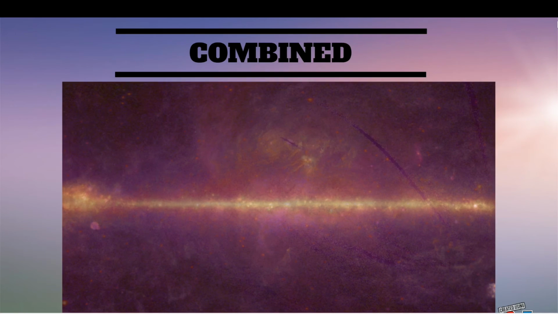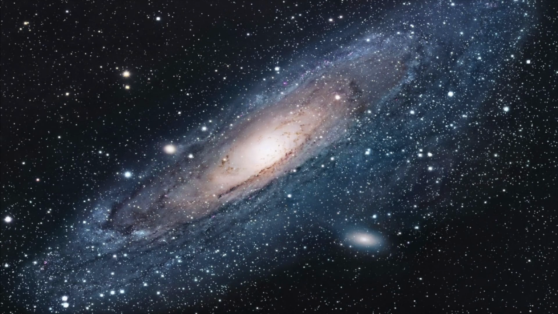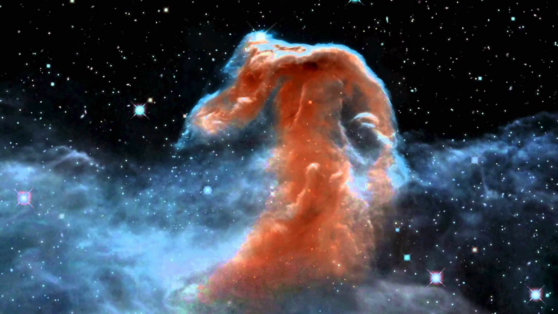Finally, by combining all these images together, we can get the final sophisticated product of the Milky Way as you can see on the screen. And now we are able to solve many mysteries about outer space by using reflecting and refracting.